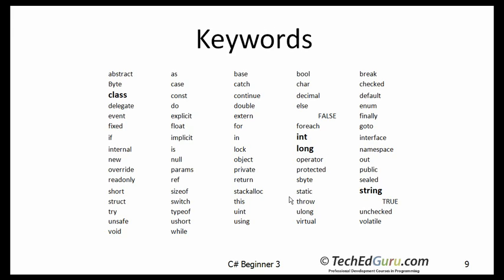Here is a list of keywords in C#. We already looked at some of them. We came across some of them: class, int, long, string, etc.